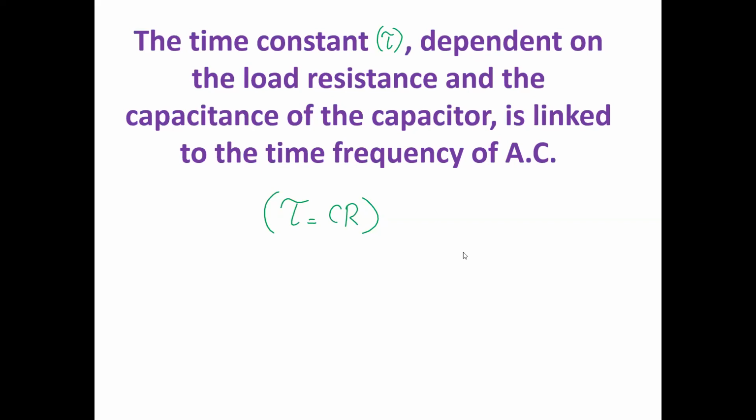The time constant, dependent on the load resistor and the capacitance of the capacitor, is linked to the time frequency of AC. So this will be our first concept. The time constant, which depends upon resistance and capacitance, is determining the time frequency of AC. Alternating current is very important in terms of frequency. Frequency is the major factor for AC. Normally in Pakistan and many countries we have around 50 hertz.